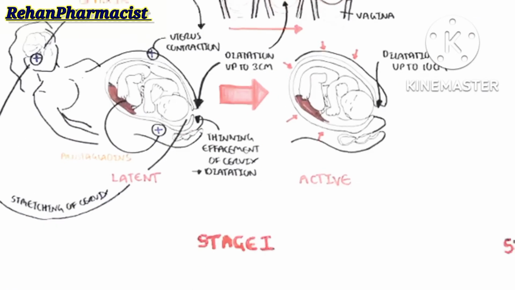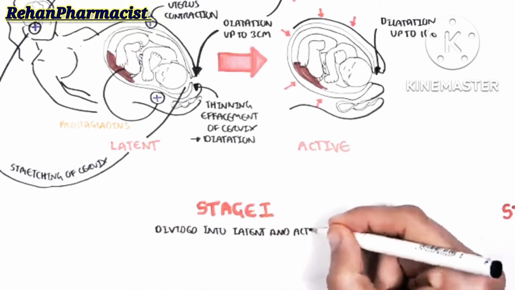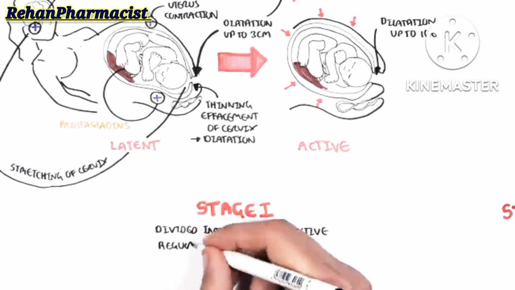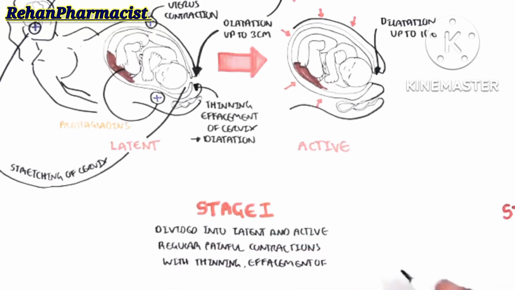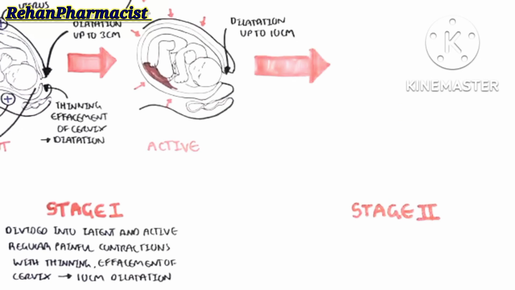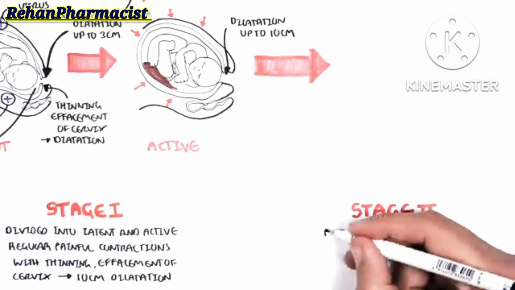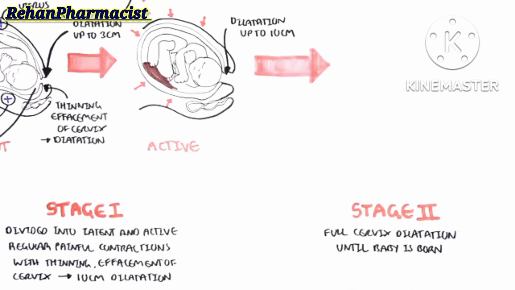Recapping stage 1. Stage 1 is divided into the latent and active phase. Regular painful contractions with thinning, effacement of the cervix is what happens in stage 1, until the cervix reaches 10 centimeters dilatation, or full dilatation of the cervix. After stage 1, the labor will progress to stage 2. And stage 2 is from full cervix dilatation until the baby is born.